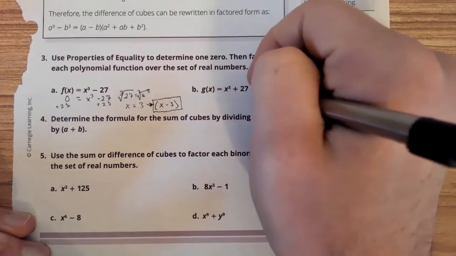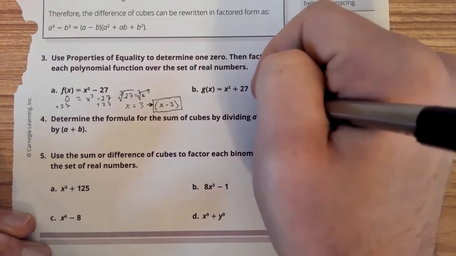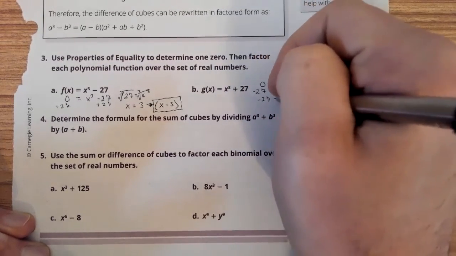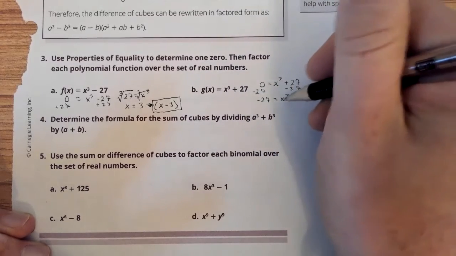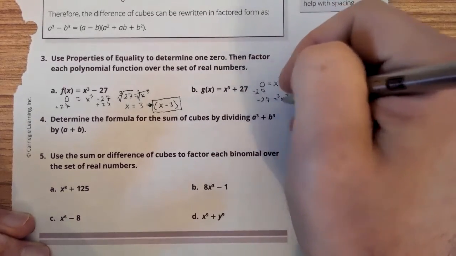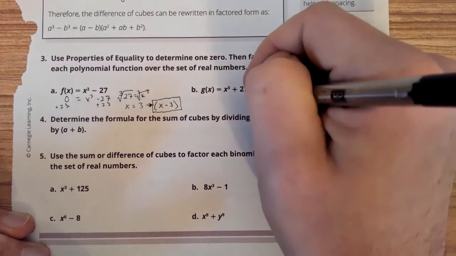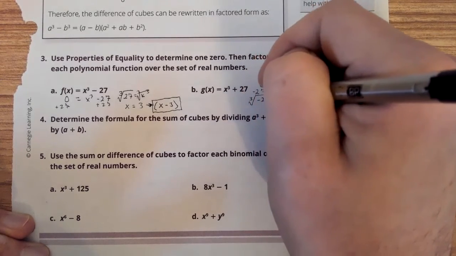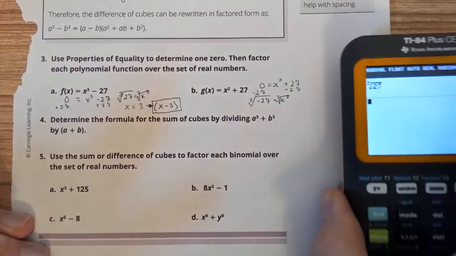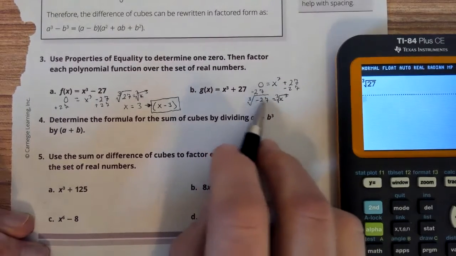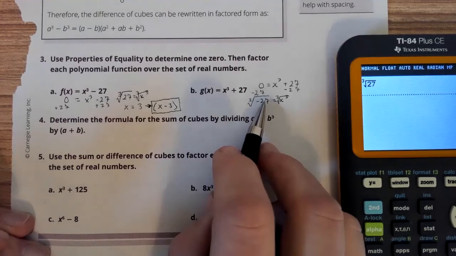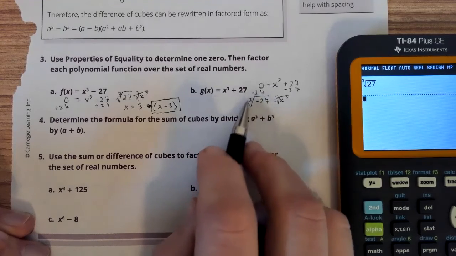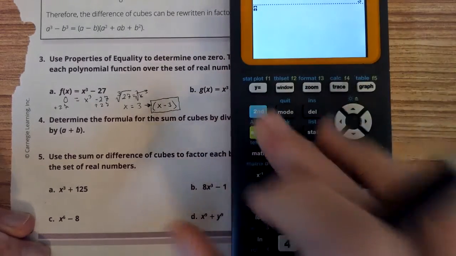To solve, we'll have to do the opposite operations. So we're going to have negative 27 equals x cubed. And then once again, the opposite of cubing something is taking the cubed root. So when you take a cubed root, you can actually have a negative sign in the radical. Remember, for square roots, that's impossible. You make something imaginary. But cubed roots, you can actually do that.